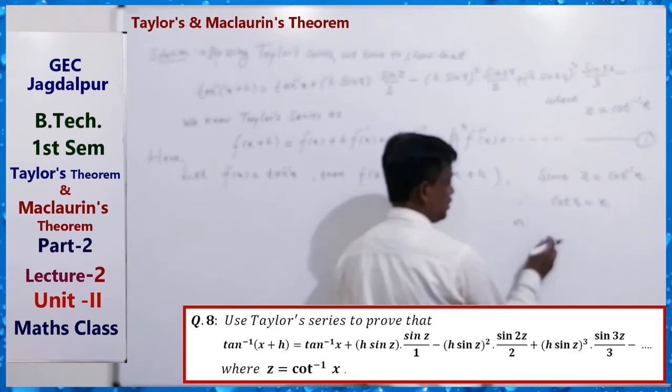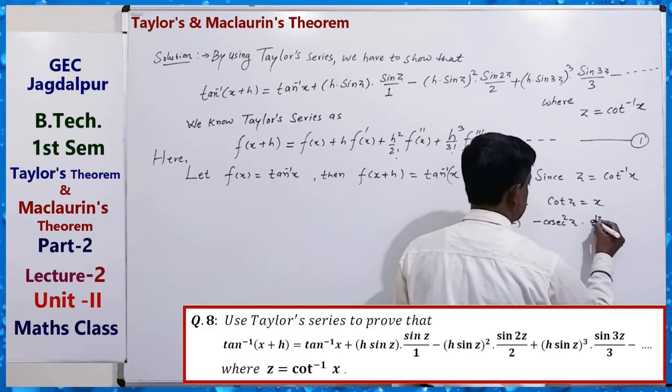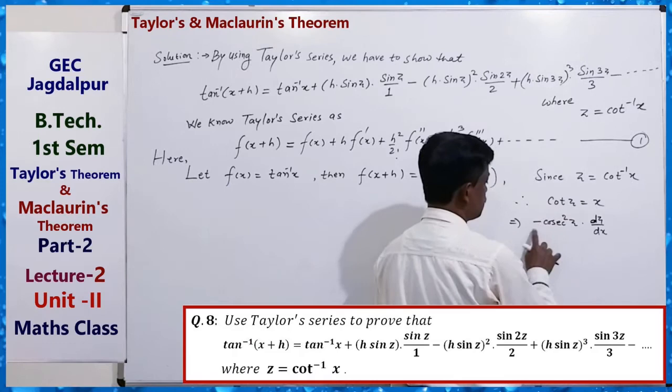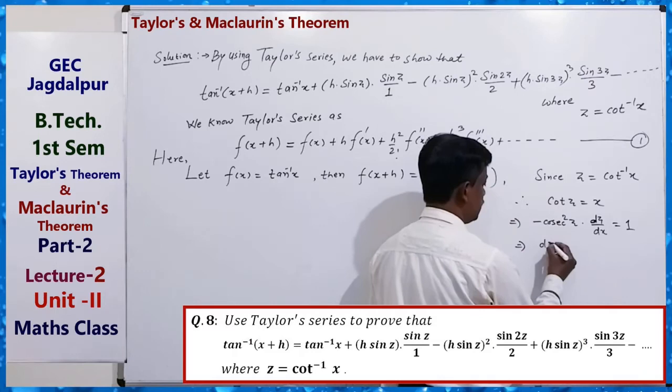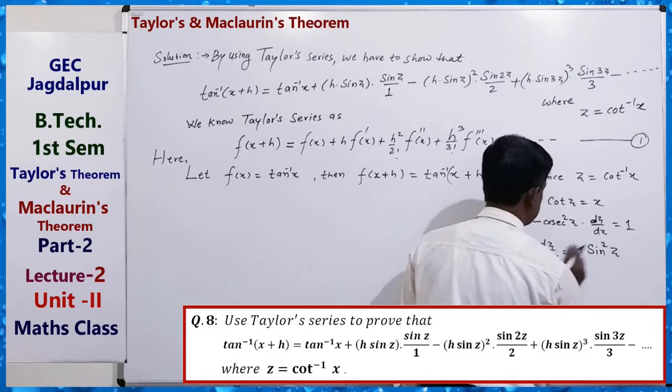So here minus cosec square z into dz by dx. Just differentiate with respect to x. Then minus cosec square z dz by dx equals 1. So here we can write dz by dx equals 1 upon minus cosec square z, which is minus sin square z. So this is dz by dx.